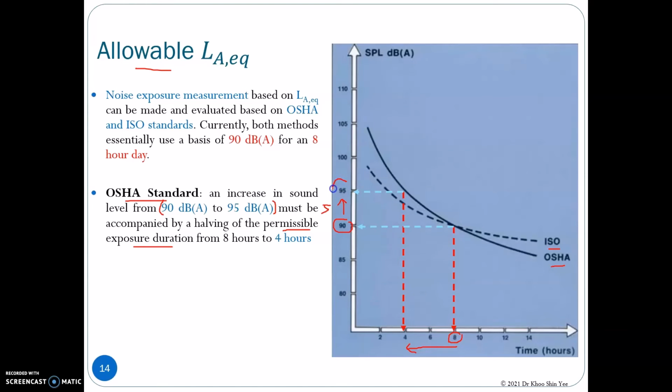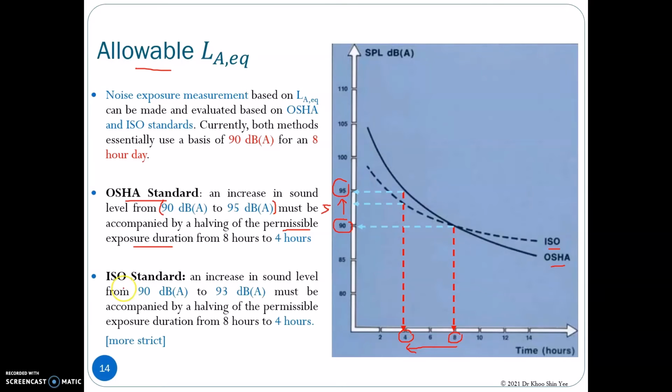So if you are working in a higher noise area, for safety reasons, the working hour must be significantly reduced in order to protect our hearing. On the other hand, for the ISO standard, which is given in the dashed line here, to reduce the working hour by half from 8 to 4 hours, the increment of the dBA is only 3 dBA.